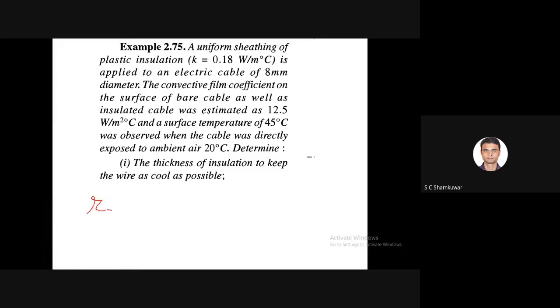So as we have discussed the RC, what is RC? Critical radius of insulation, and at RC we get Q max. So you need to find out RC. What will be RC? It is H by K, or 2K by H? Isn't it? H by K.